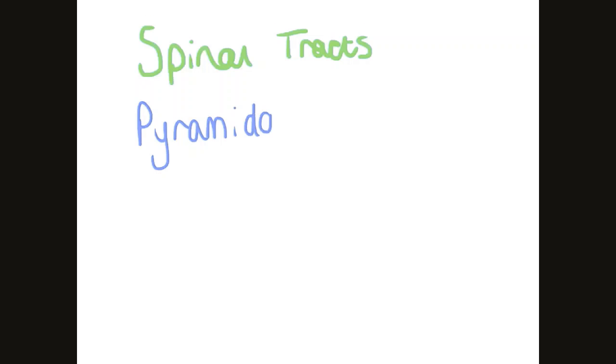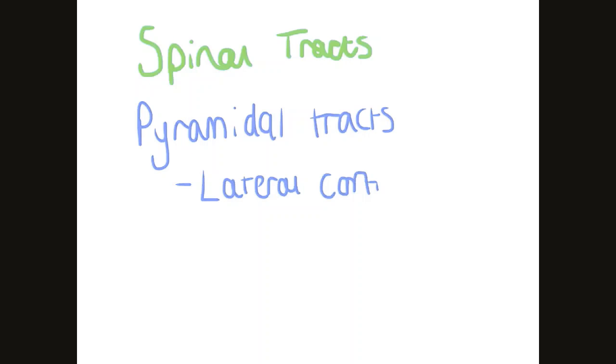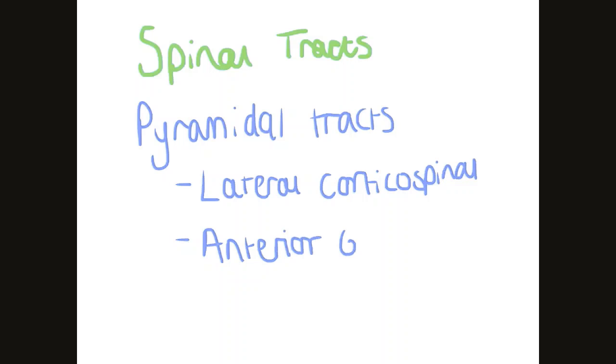In this video, we'll be covering the pyramidal tracts of the spinal cord. These include the lateral and anterior corticospinal tracts. They are called the pyramidal tracts because they pass through the medullary pyramids of the medulla oblongata, which is in the brainstem.